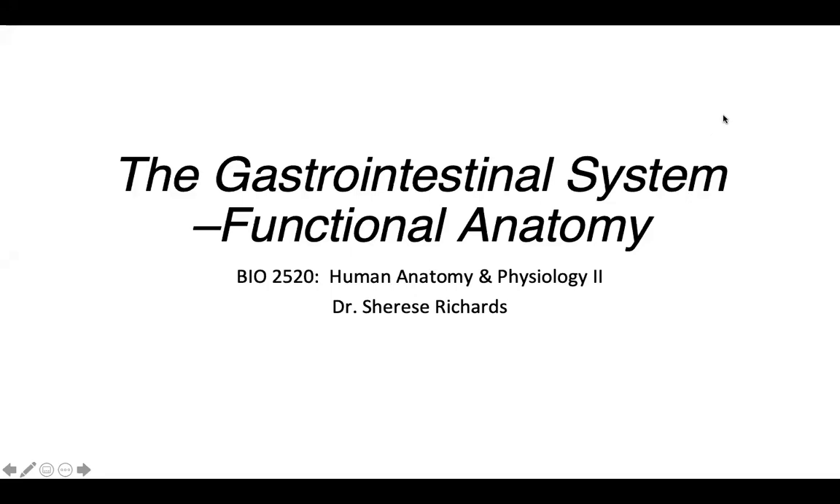This is chapter 20, the GI system, and we're starting out with the functional anatomy. So this is really just laying the groundwork, the way that we typically do. Talk about the structures, talk about what organs are in place, and then we fill in the gaps with the physiology later on. Now, this should be a review for you at this point.